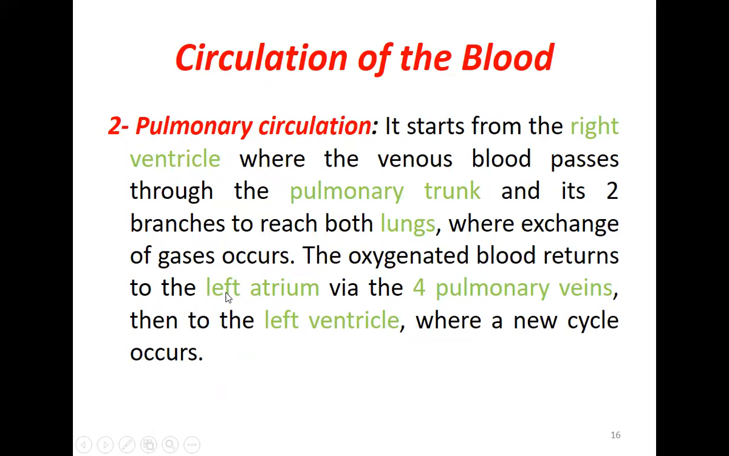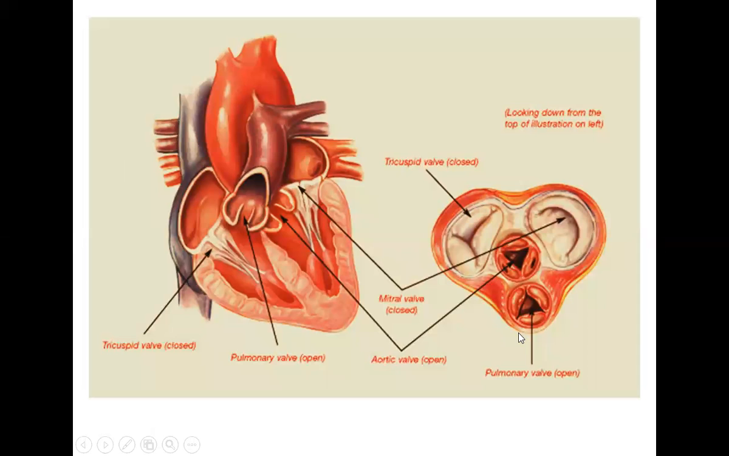The oxygenated blood returns to the left atrium via the four pulmonary veins and then to the left ventricle, where a new cycle occurs. So it will come through the four pulmonary veins back into the left atrium and into the left ventricle. This is the path from the right atrium into the pulmonary trunk and to the lungs for oxygenation and back into the heart. This is called pulmonary circulation because it is going to the lungs.